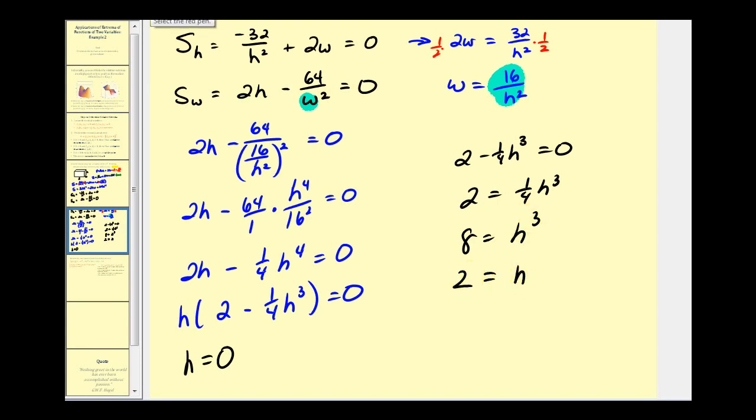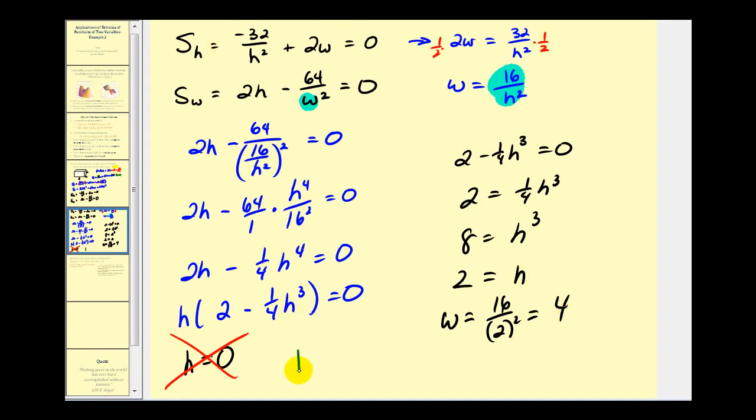Now remember, h refers to the dimensions of the box. There's no way that h can be 0 because the volume would be 0, so we can exclude that value. So when h is 2, let's go ahead and determine what w would have to be. Remember, w is equal to 16 divided by h squared. Well, 16 divided by 2 squared would be 16 divided by 4, or 4. So we have a height of 2, width of 4.